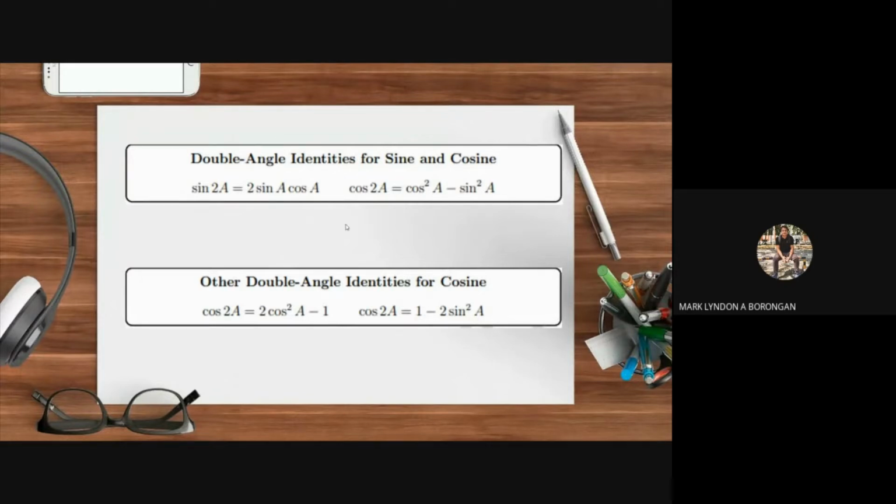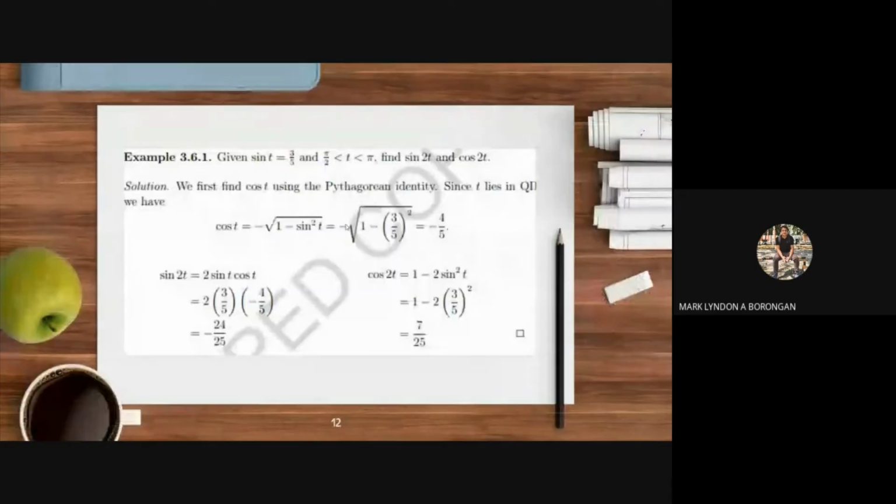So, let's have an example. We are given the sine of t is equal to 3 over 5 and t is greater than pi over 2 but less than pi. We are asked to find the double angle of t for sine and cosine. We will just take note of the condition here, that t is greater than pi over 2 but less than pi. So what is our basis for that?